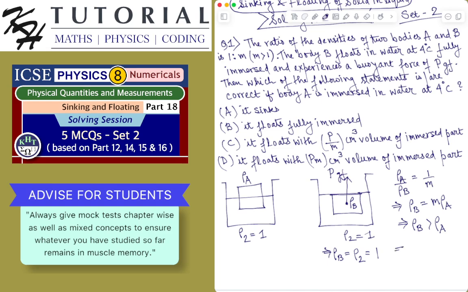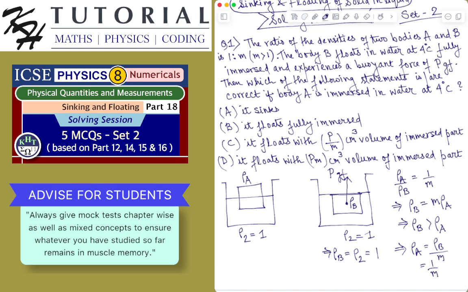So we can say that rho B is nothing but m gram per centimeter cube, because rho B is equal to m into rho A. So we have got rho B equals to 1. So rho A is equal to rho B by m. Rho B is 1. So this is 1 by m.